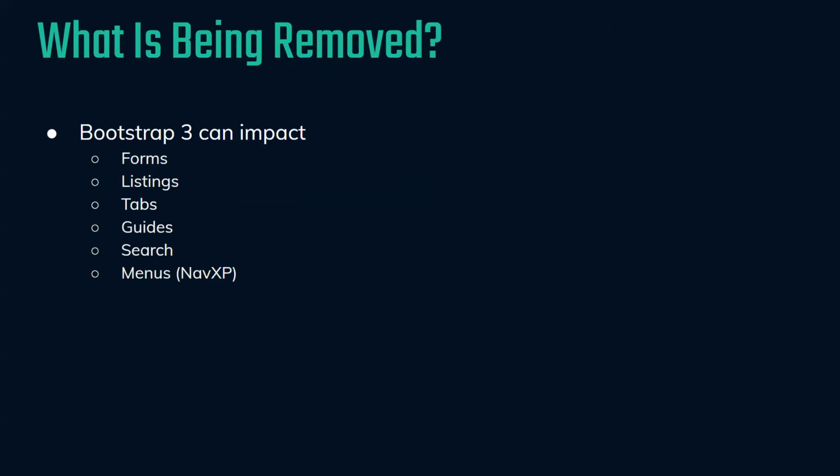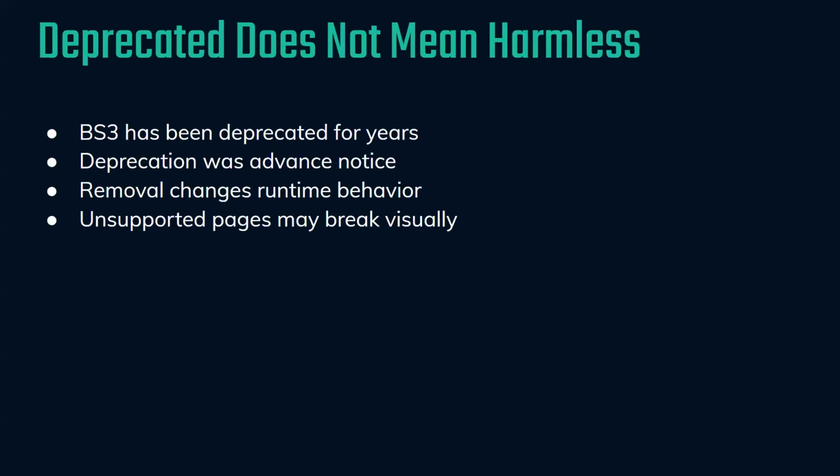Bootstrap 3 can impact forms, listings, tabs, but also if you happen to use our guides feature, the search feature, or the menus, NavXP, it can be present in any of those things, and we're removing it from all of them. But there are easy replacements in Bootstrap 5 for all of it. We've been referring to it as deprecated for several years. That's your warning that it's on its way out. And so now is the time.